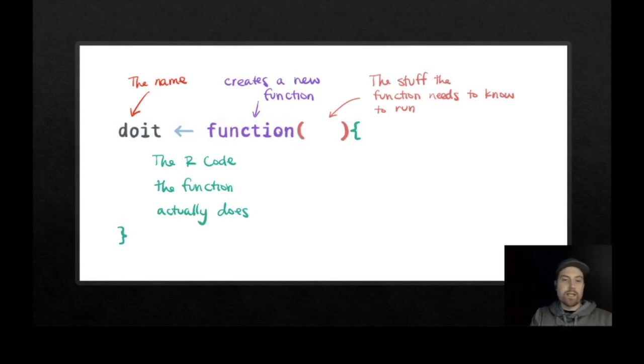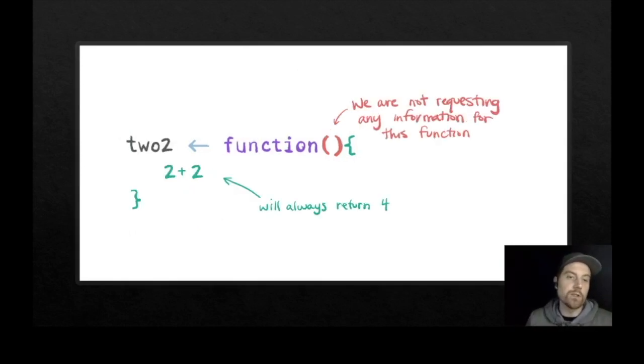So consider this example. We're going to call it to2, and we use the function. And this time, we're not putting anything in the parentheses, so we're not requesting any information for this function to actually run. And then we have an open curly bracket and a closed one, and in between those, we have 2 plus 2. So if you think about what this function is going to do, it's not asking for anything from us, it's just always going to run 2 plus 2.